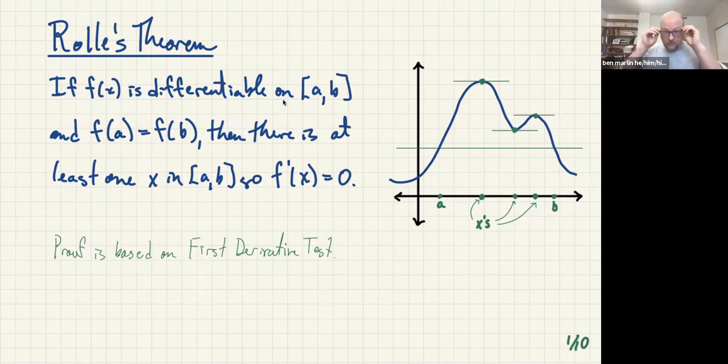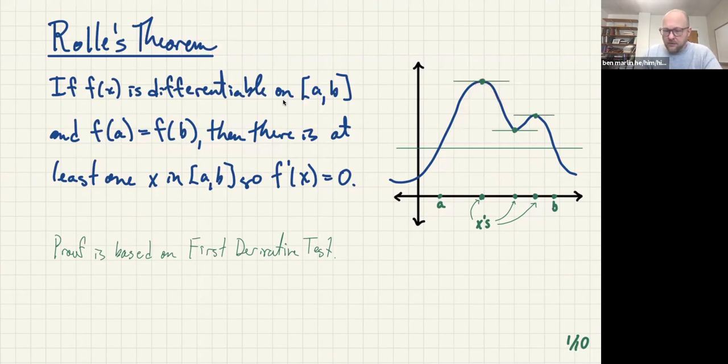So the actual proof of this is based on the first derivative test and maybe dependent on the intermediate value theorem a little bit, but it is something that essentially guarantees us that we are going to have to get these horizontal tangent lines or otherwise have places where the derivative is not even defined, okay?